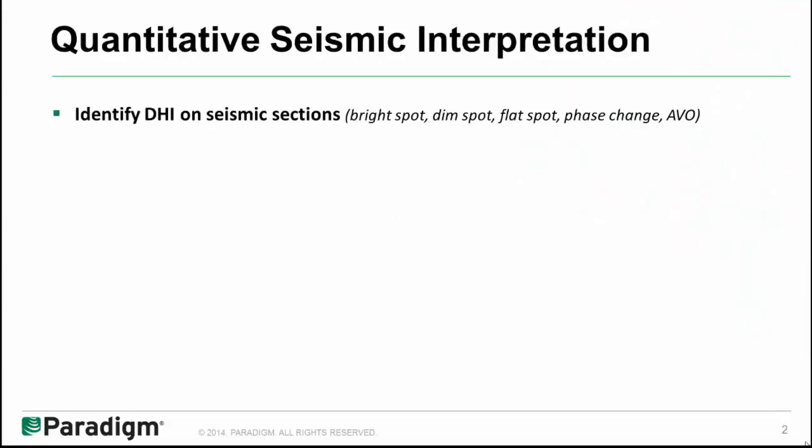Let's have a look at what a direct hydrocarbon indicator is. A DHI is a seismic measurement that suggests the presence of a hydrocarbon accumulation. This technology first started with bright spot analysis, where some anomalously strong bright amplitude reflections on the seismic sections were associated with gas-filled sands. Nowadays, it is a more general term, direct hydrocarbon indicator, or DHI, and it includes bright spots, dim spots, flat spots, phase change, and even amplitude variation with offset, AVO.